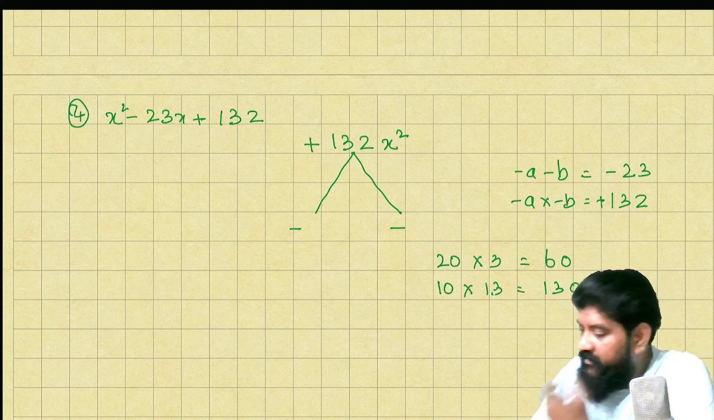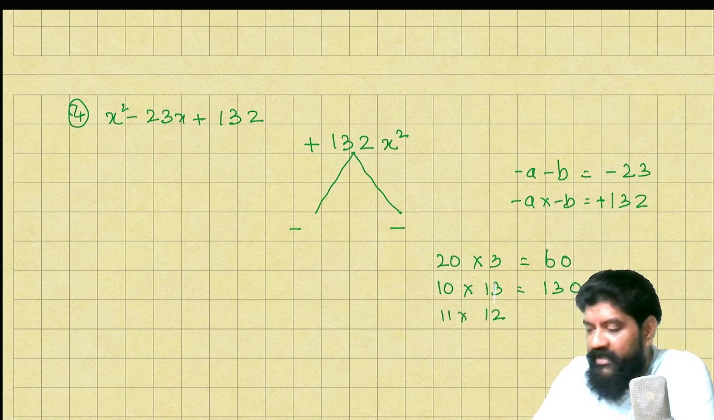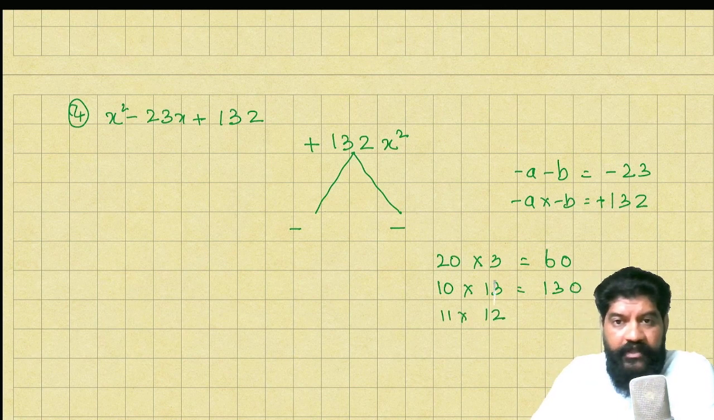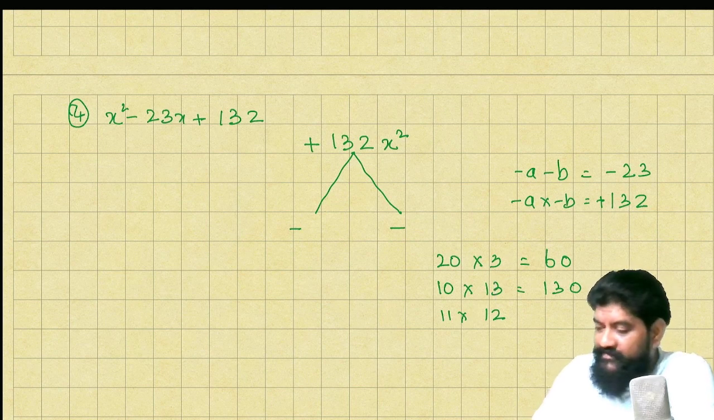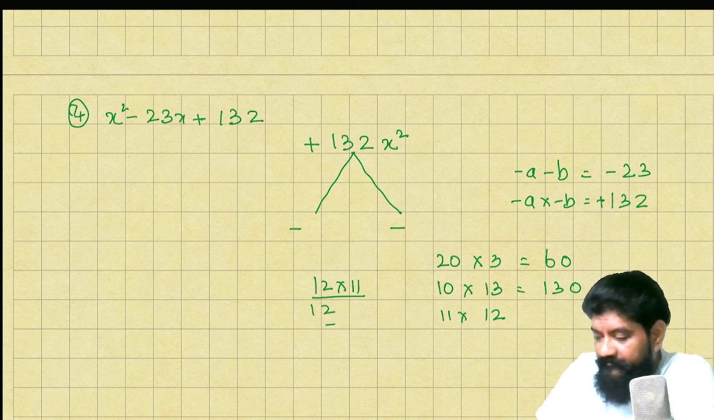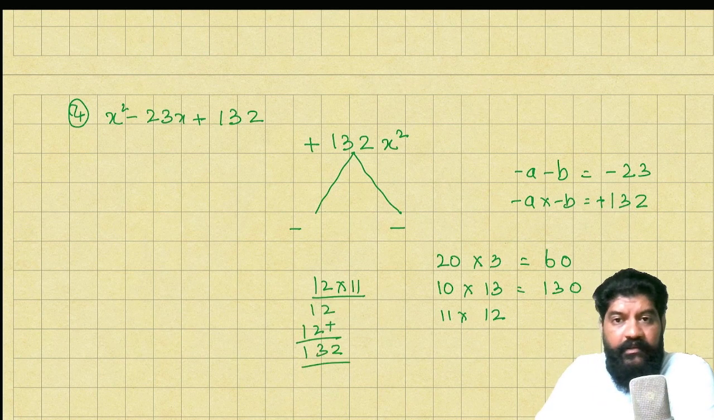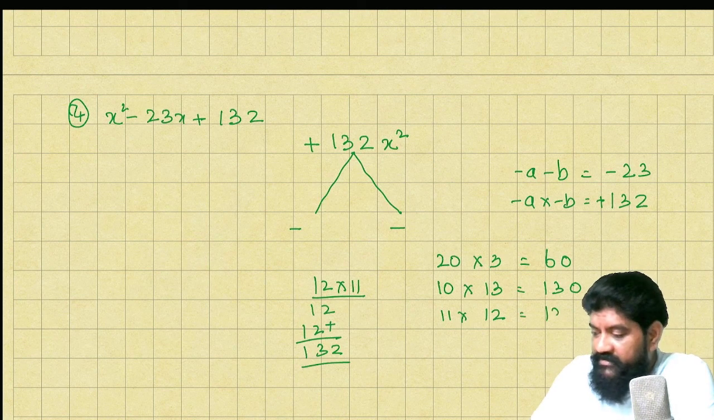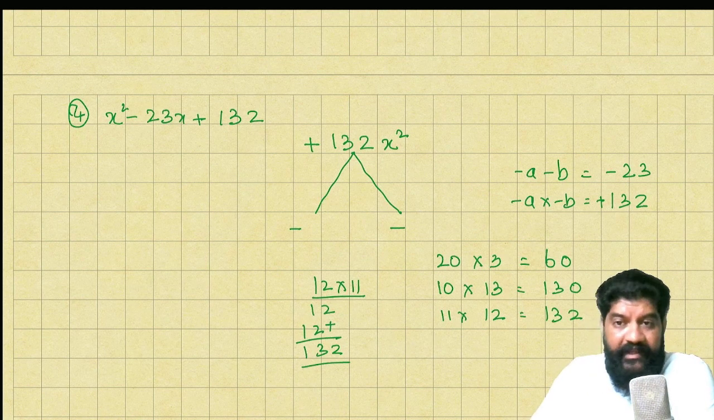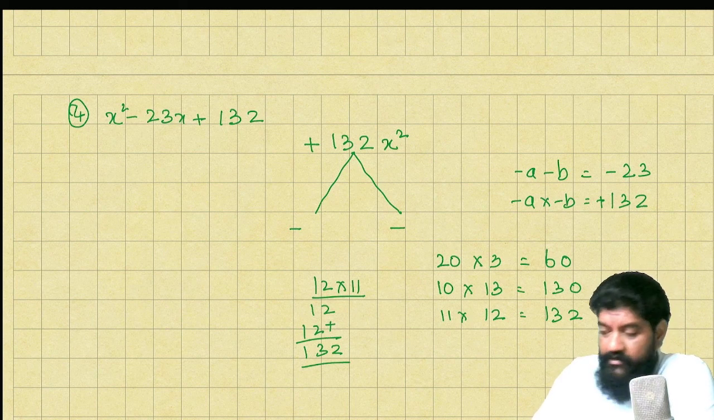Let's go with 11 into 12. How about that? Yeah, 11 into 12. So let's quickly multiply that. 12 into 11, so that's going to give me 132. You see, I'm done. So the numbers are going to be minus 11x and minus 12x. Okay, so let's go ahead and do this.